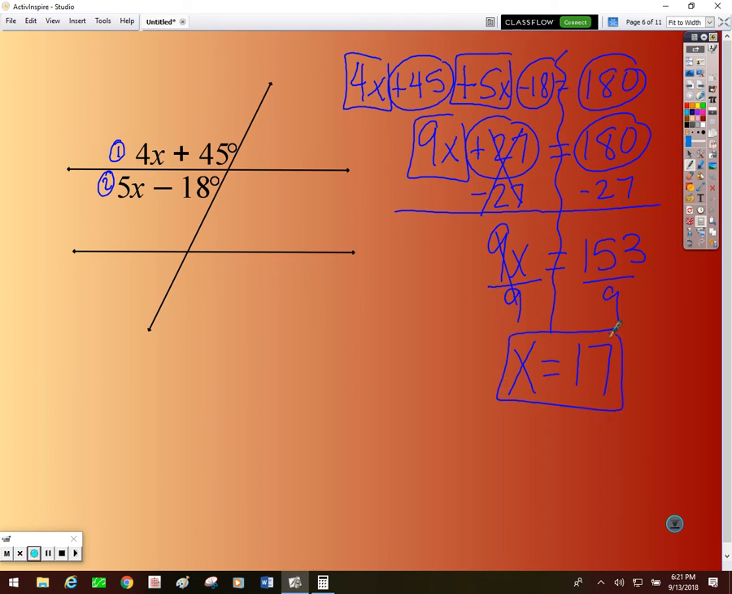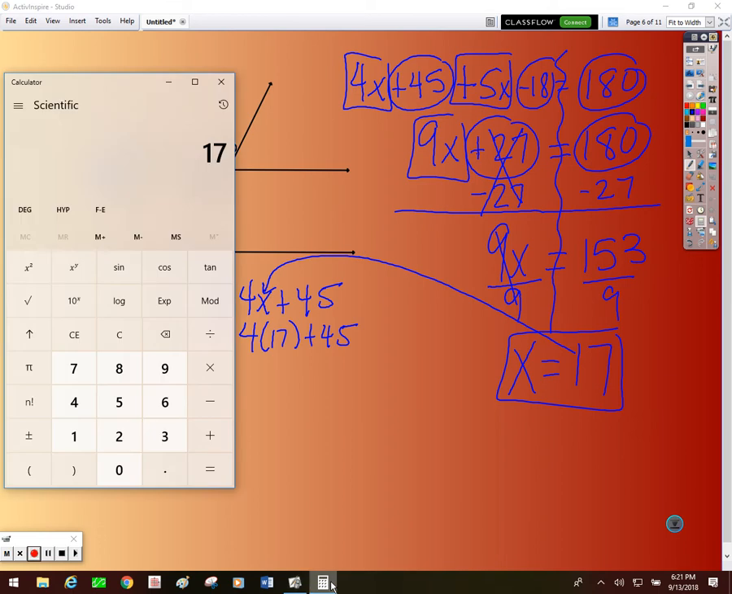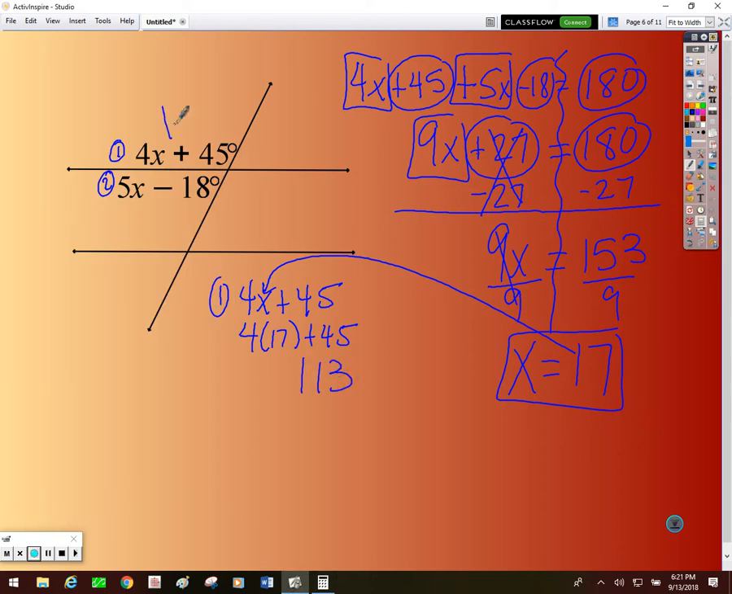Well, that just tells me the value. That doesn't tell me my angle measurements. So I'm going to come right over here. Angle 1, we're going to write the equation, 4x plus 45. Okay, we're going to take this 17 and we're going to substitute it right there. 4 times 17. Notice I'm using parentheses now, not the letter x anymore because we have a value. All right, plus 45. All right, so let's take our calculator. 4 times 17 is 68 plus 45 is 113. Okay, so that means the measurement of angle 1 is 113.